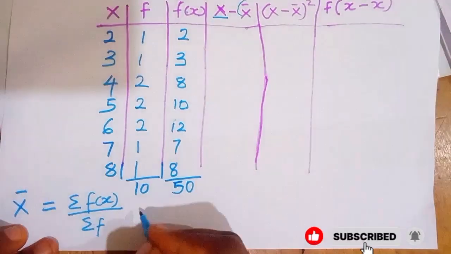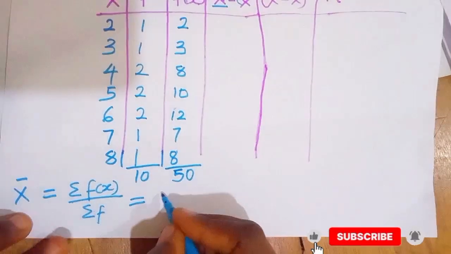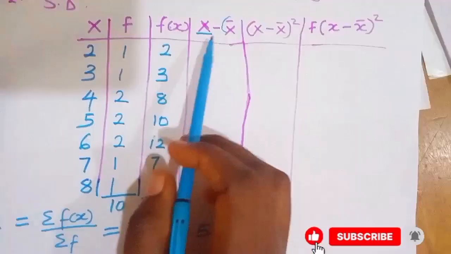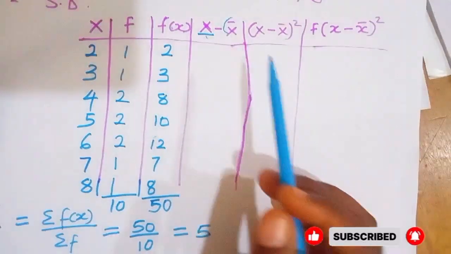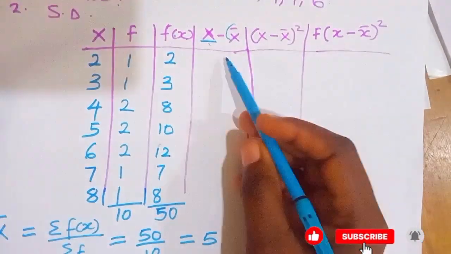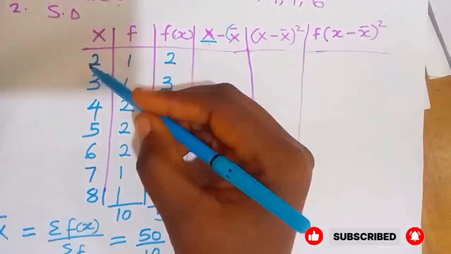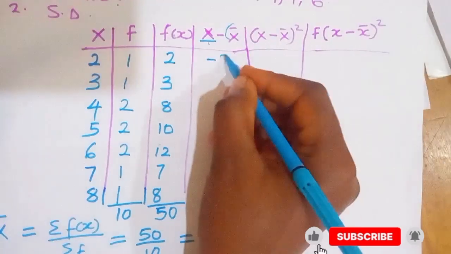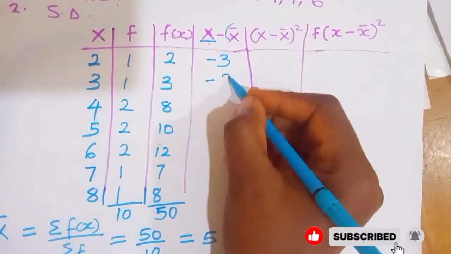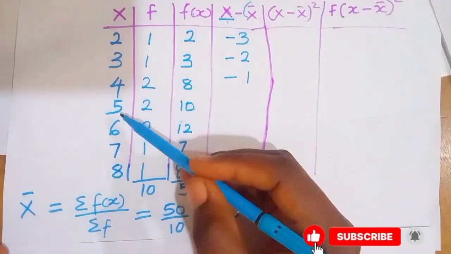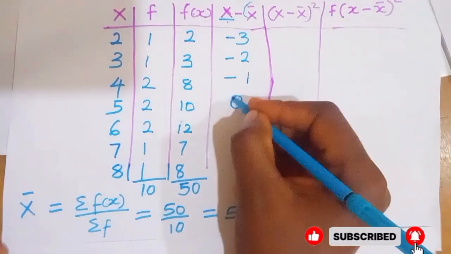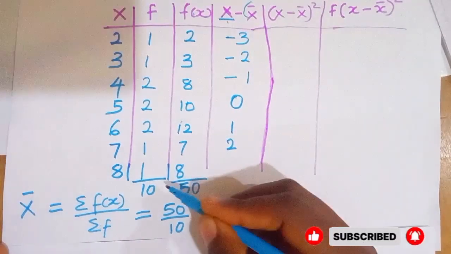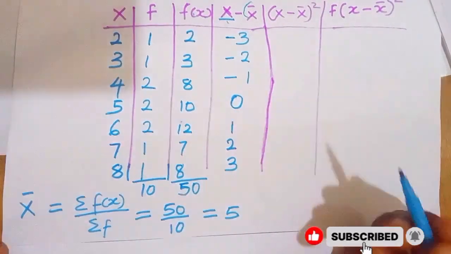Then we come here and input the values. We have 50 over 10, which is 5. We have our x value and we have our mean. We can now input the values. We say x is 2. 2 minus 5 is minus 3. 3 minus 5 is minus 2. 4 minus 5 is minus 1. 5 minus 5 we have 0. 6 minus 5 is 1. 7 minus 5 is 2. And 8 minus 5 will give us 3.